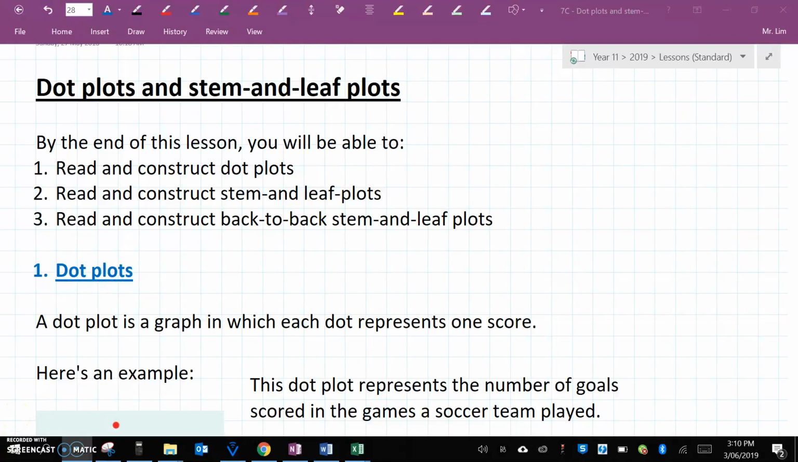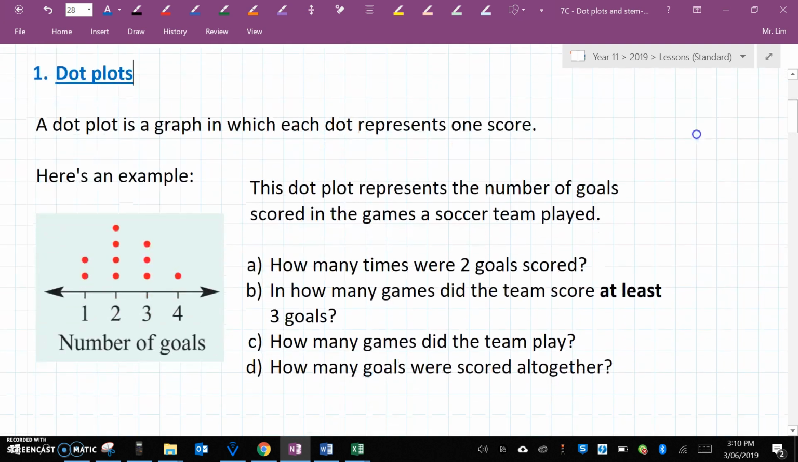Okay, so in this video, we're going to have a look at dot plots and stem and leaf plots. By the end of this lesson, you'll be able to do these three things: read and construct dot plots, read and construct stem and leaf plots, read and construct back-to-back stem and leaf plots. So first one, dot plots.